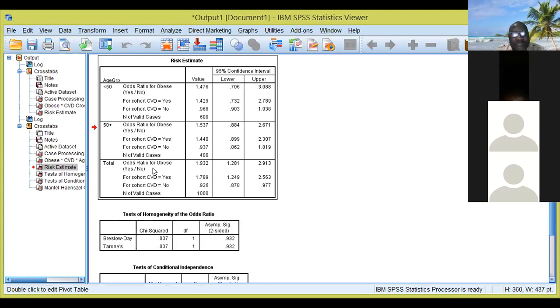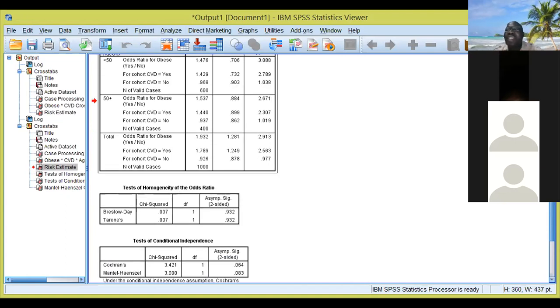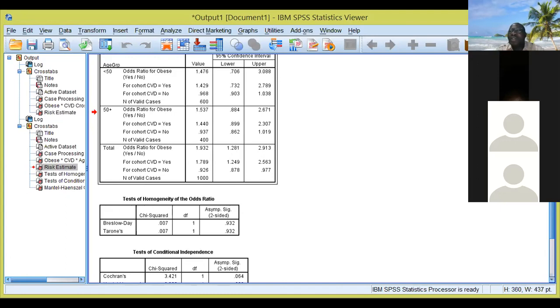So this Breslow, no, there's no difference. If there's no difference, it's telling us that it's not effect modification. If there's a difference, there's effect modification. So age is a confounder, not effect modification. It's age actually that made that thing to be significant, that obesity is causing cardiovascular disease, because the people that are old are more likely to have cardiovascular disease.